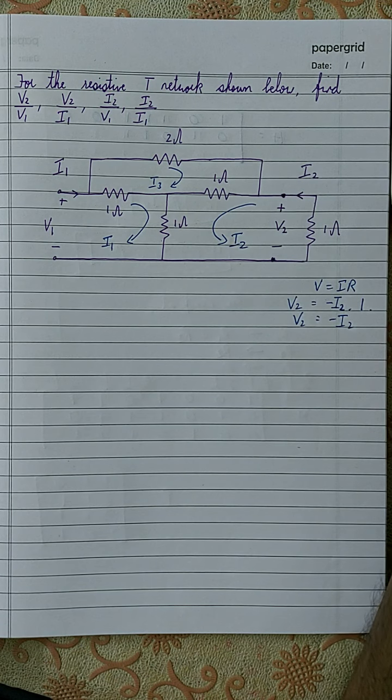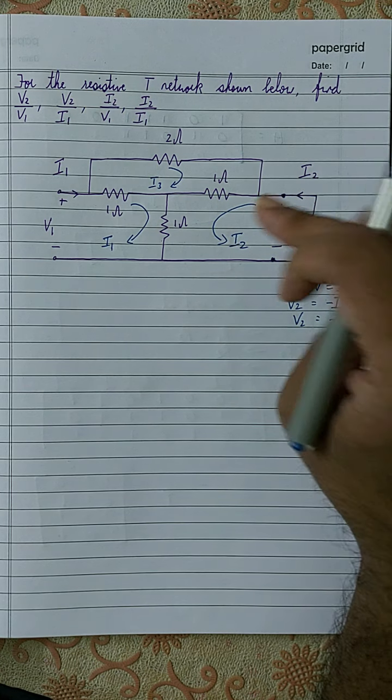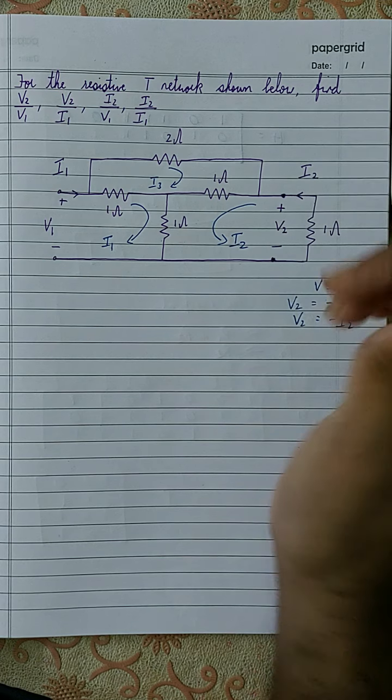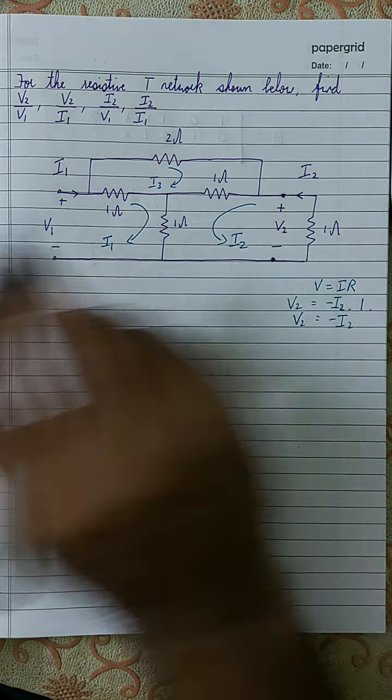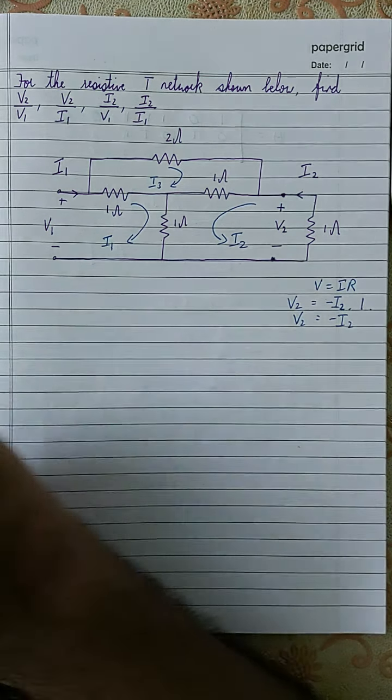Because in your previous mesh analysis problems, you don't know the direction of I1, I2 or I3. So what you're going to do is you assume all of them in the clockwise direction. But here you know the direction of I2. So that is why you need to change your usual way of marking your mesh current. Okay, so that is one thing you need to remember.